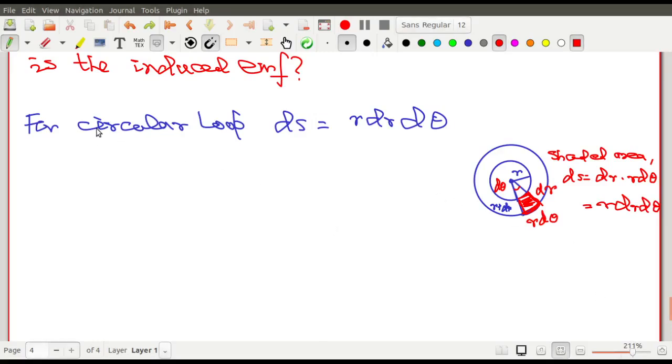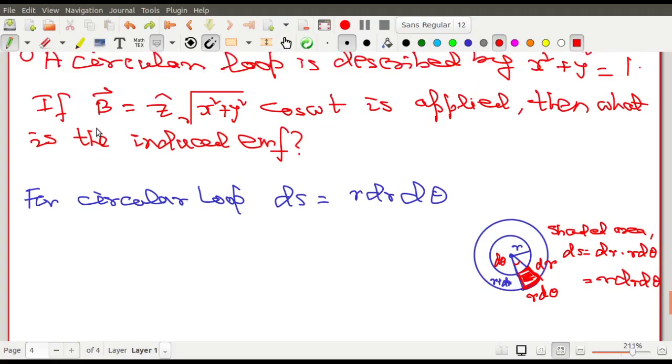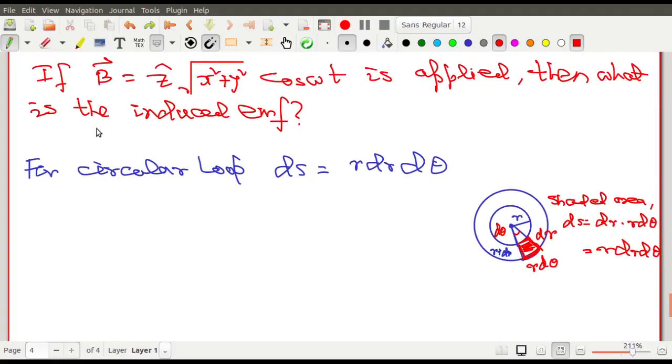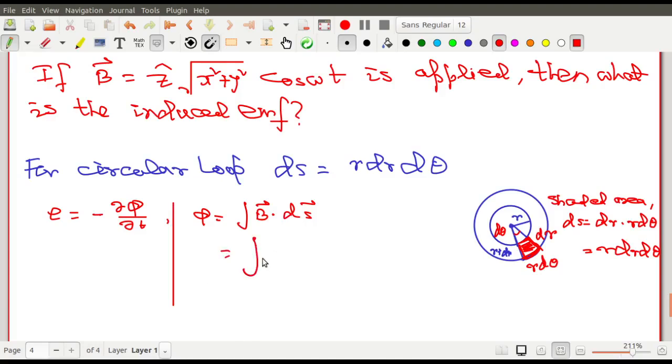Now we return to the problem, that is, we need to find the induced EMF. So what I will do here is, as you know, E is minus del phi del t. Just now we have used it, and phi, as you know, is the integration of B dot ds. So these are the two issues. You need to find the induced EMF, and B is provided to you. Let us first find the flux from here.